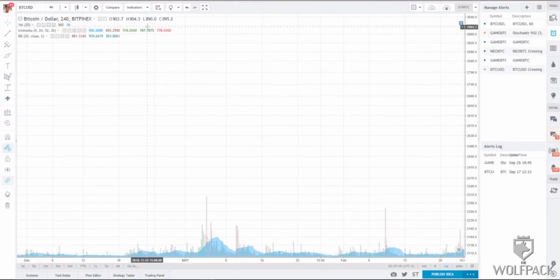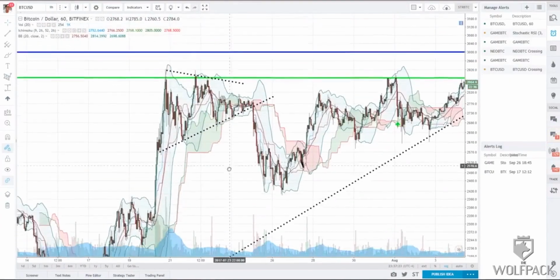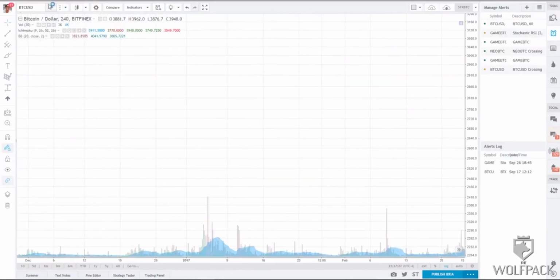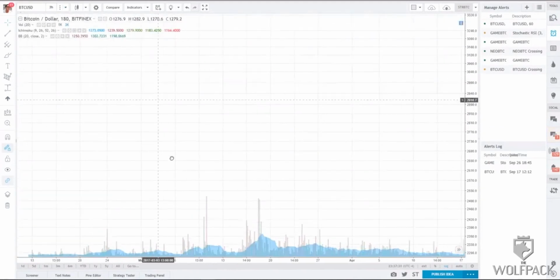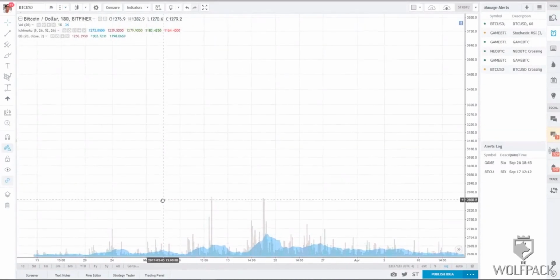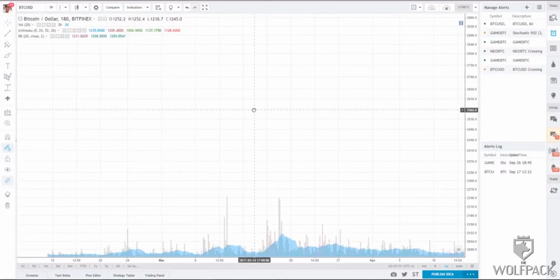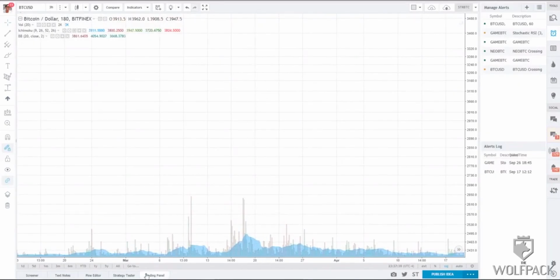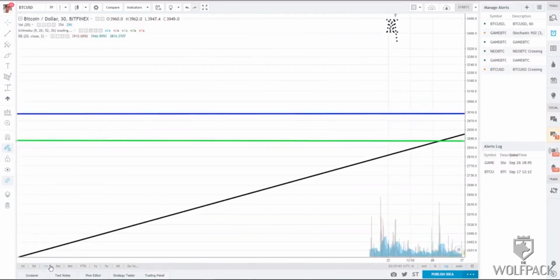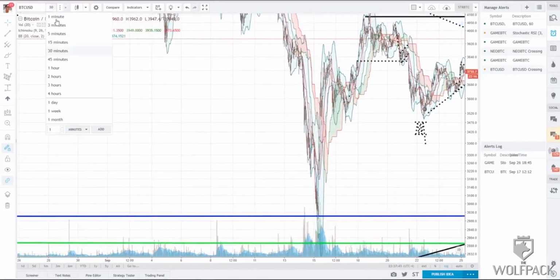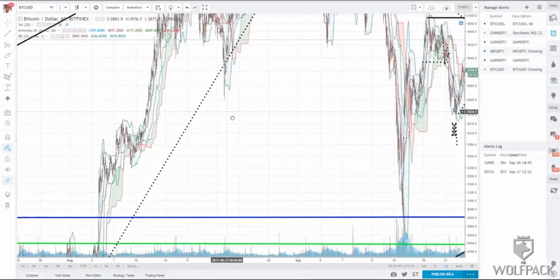Way to go, TradingView. I hate this right now. Come on. There we go. 30-minute, awesome. Alright, I'm just gonna stick to the 1 hour.